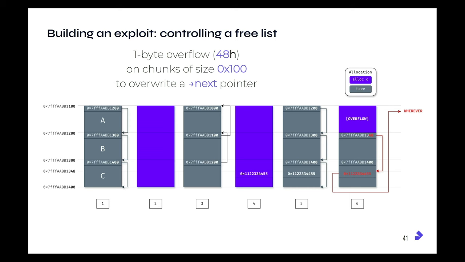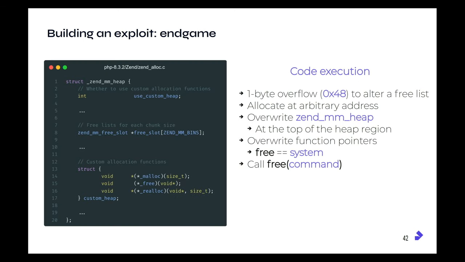We overflow using chunk A into chunk B. So the free list that was B to C is now B to C plus 48. And what we have in C plus 48 is another pointer that we added ourselves. So with three more allocations, we will allocate B, C plus 48, and then we will allocate our arbitrary pointer. And now we are able to have a write what where, which is really, really close to getting code execution.